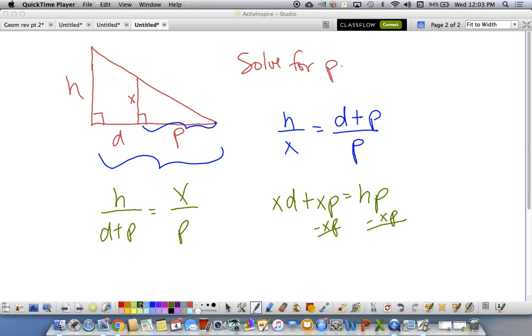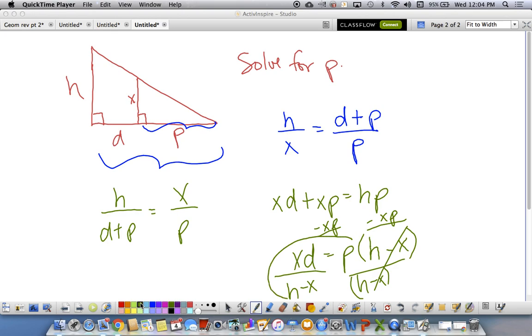You're just going to have more negative signs than I generally like. I like to move one thing, and then you take P out. XD equals P, parentheses, X minus H. And then what do we do next? Divide by X minus H. Yeah.